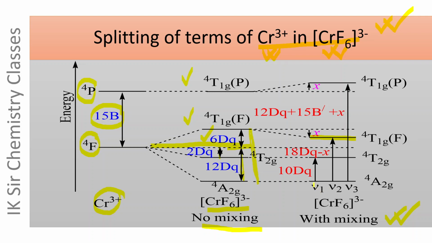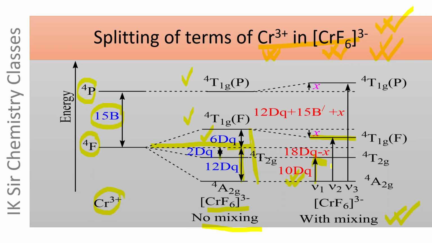Three absorption bands are exhibited by this complex compound, and these absorption bands originate due to the transitions shown here. The minimum energy transition, nu1, originates from this one, and it requires energy 10 Dq. How is this energy difference 10 Dq? This is 12 Dq and it is 2 Dq, and therefore this transition will require 10 Dq energy.